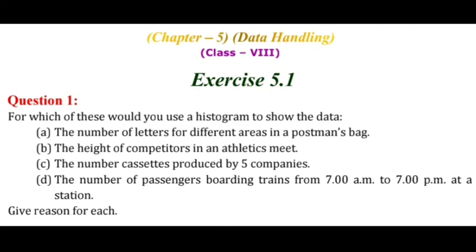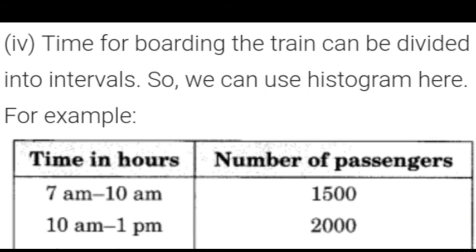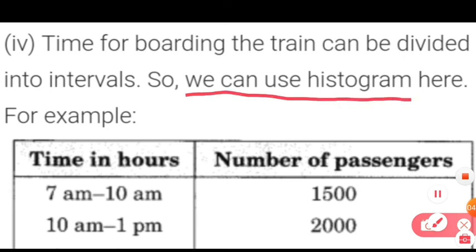Now the fourth part is the number of passengers boarding trains from 7 a.m. to 7 p.m. at a station. Now if you check, 7 a.m. to 7 p.m. is 12 hours. We can divide the number of hours into class interval form, right? We can write like this: 7 a.m. to 10 a.m., 10 to 1, 1 to 4, 4 to 7. This way we can divide the data into class intervals. It means we can represent the histogram. You can write like this: time for boarding the trains can be divided into intervals. So we can use the histogram here.